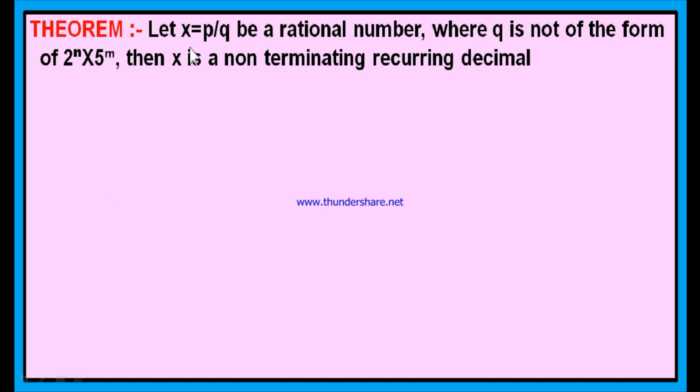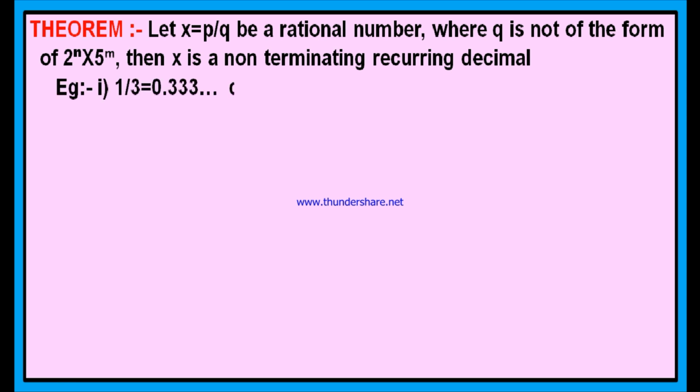Previously we observed that if x is equal to p by q and the denominator q is in the form of 2 power n 5 power m, then we got a terminating decimal. But here in this fraction p by q, q is now not in this form of 2 power n and 5 power m. Then if you convert it into a decimal number, you will get a non-terminating recurring decimal.